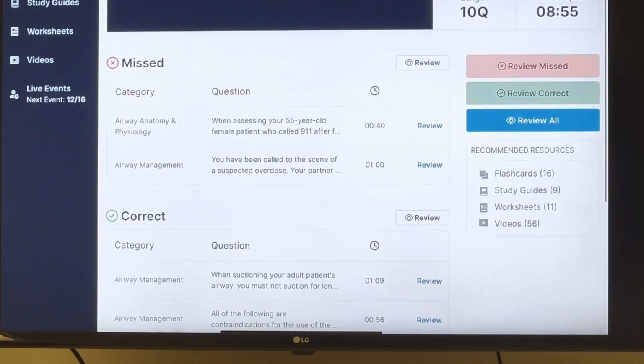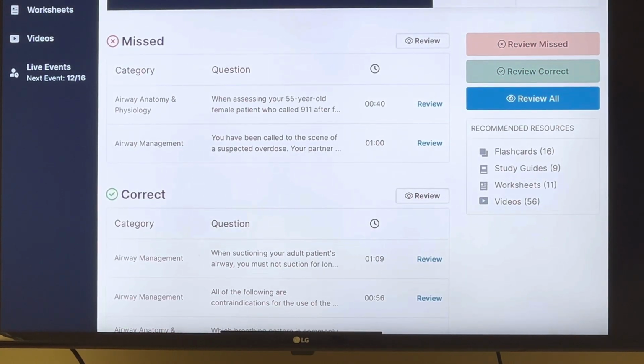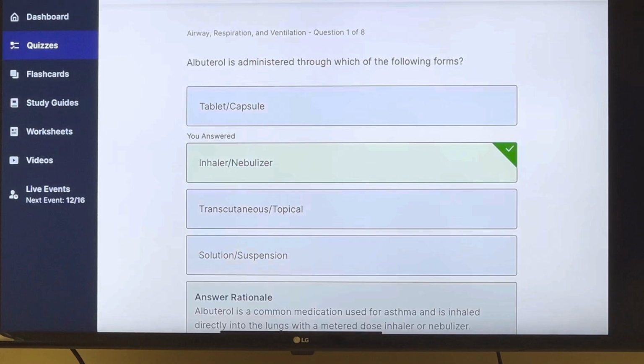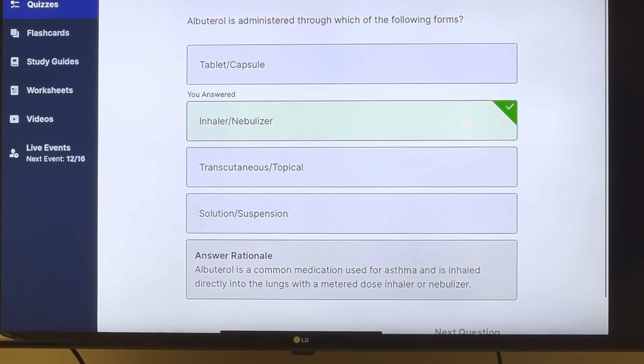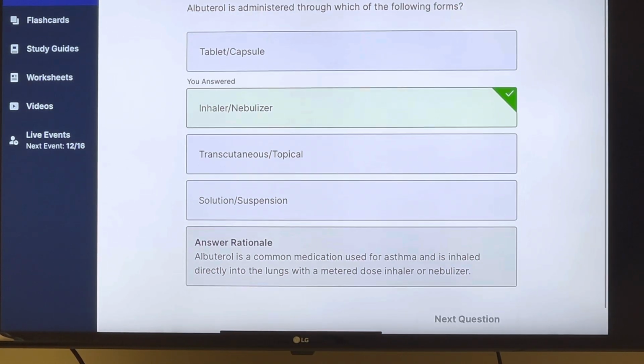Get that. What? Another 80. And I gotta study OGYN. That's hard. All right. So albuterol, which form? You're absolutely correct. Inhaler, nebulizer.